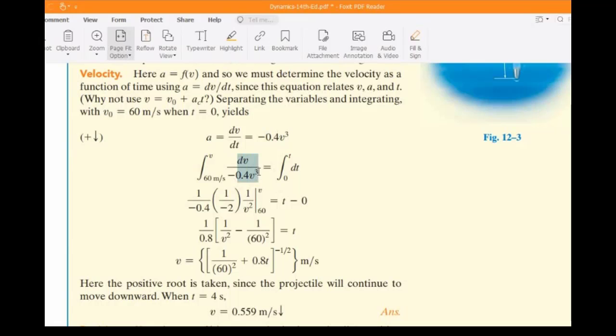Do you know the integration of dv by v^3? Yes, sir. What is it? The integration of dv/v^3 is considered as v to the power of minus 3 plus 1, divided by minus 2, so it is 1 by v squared. We need to integrate.